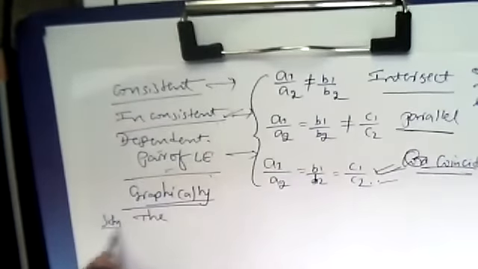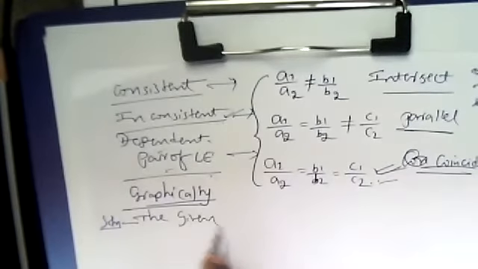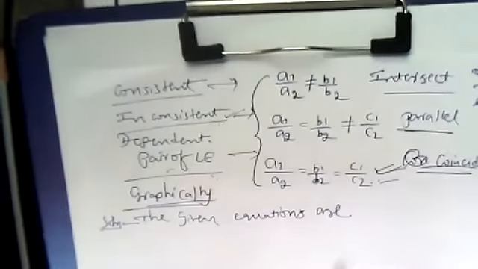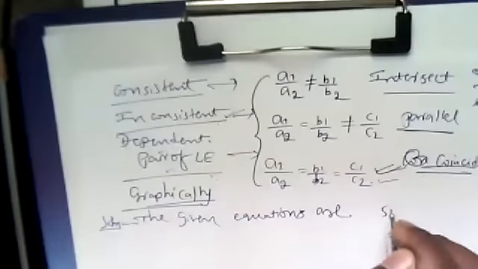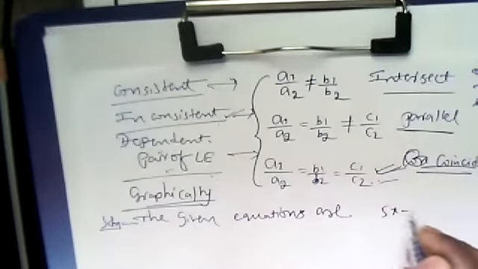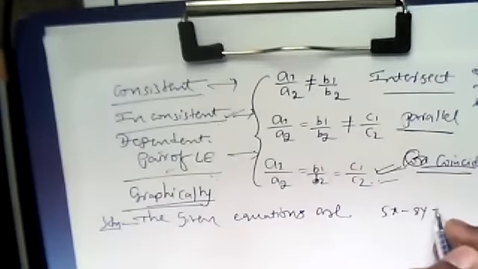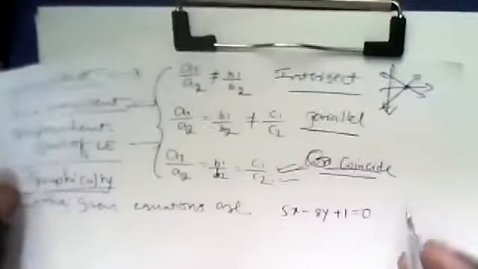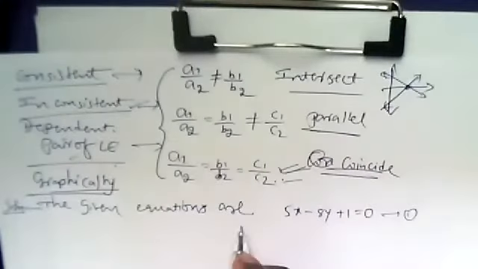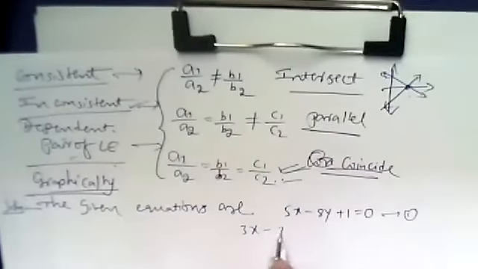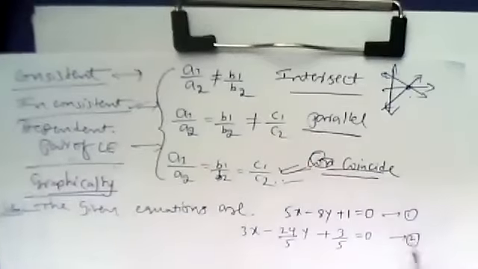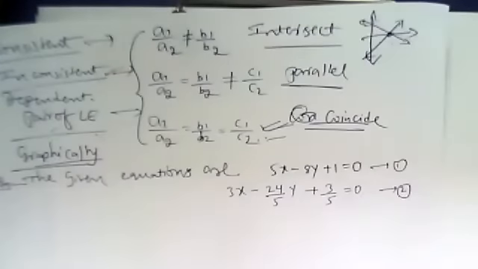The given equations are: 5x minus 8y plus 1 is equal to 0, and this is called equation 1, and the second equation is 3x minus 24 by 5 y plus 3 by 5 is equal to 0. Yes, these are the two equations.